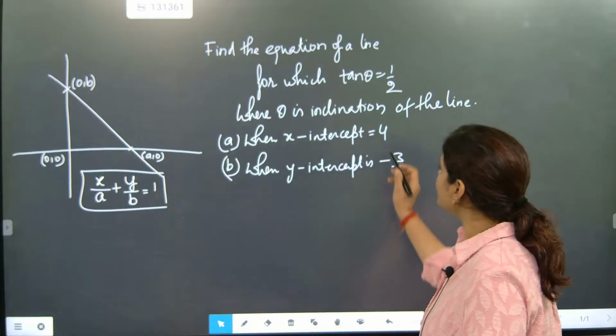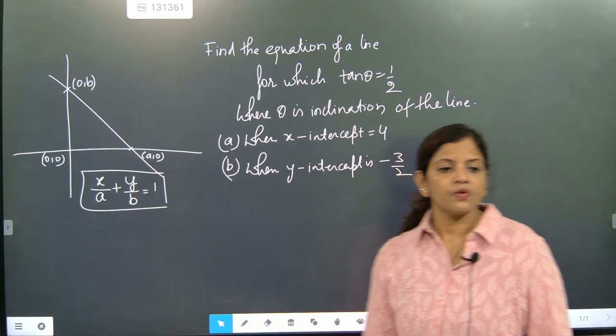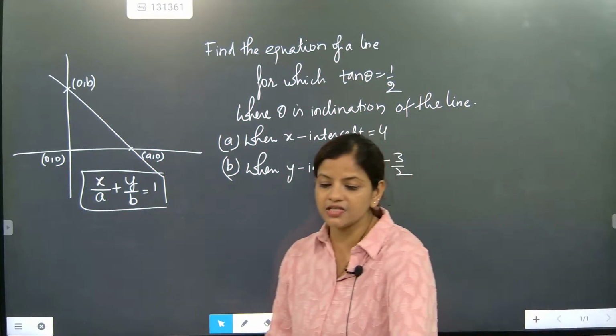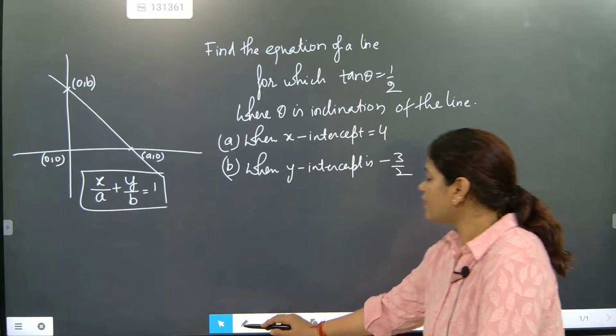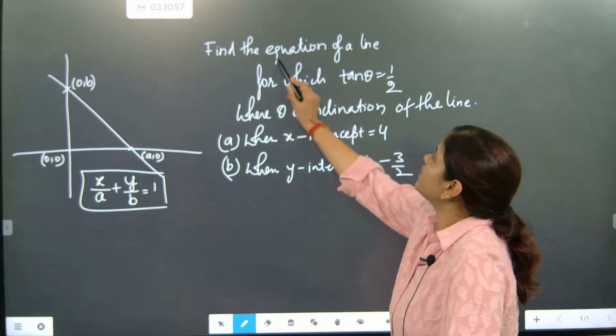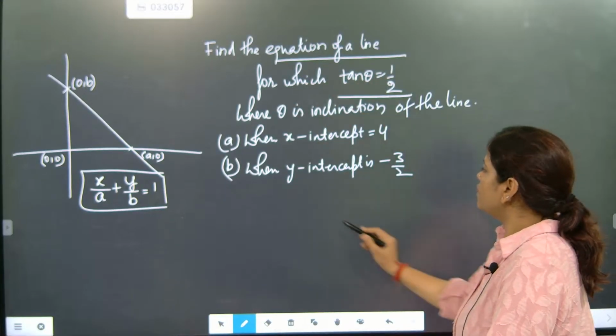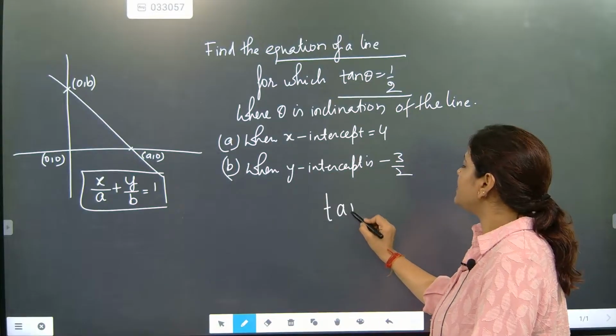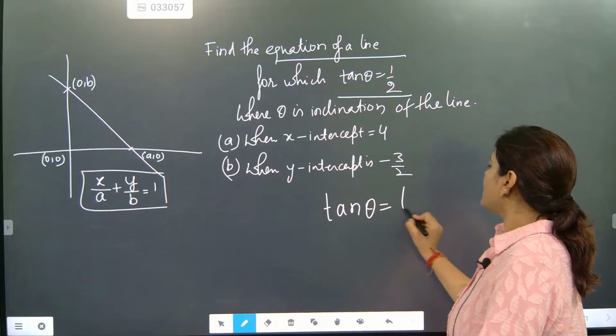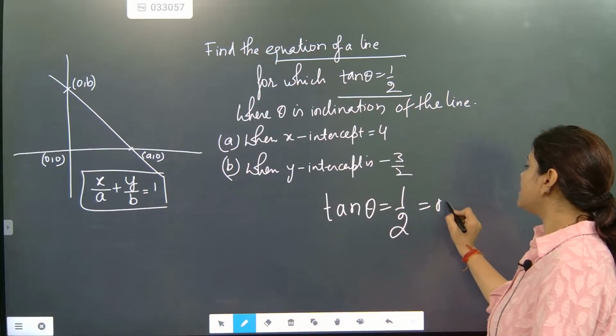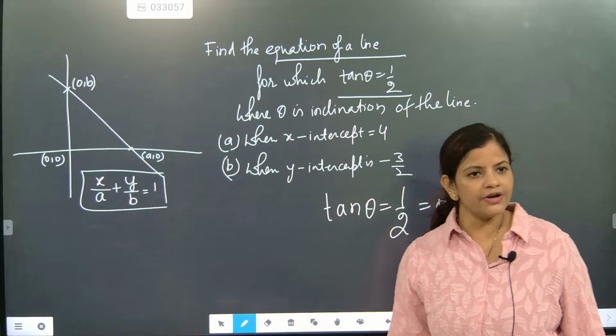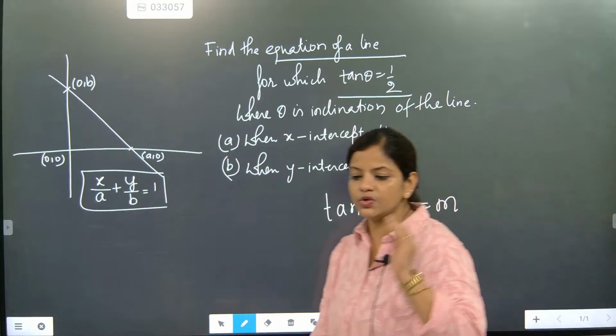Now one by one we will do. Look here, one by one we are going to do. Just check this question out nicely. What work are we going to do? Find the equation of a line. The first work: tan theta is equal to 1 by 2, and this is nothing but the slope. Understood?